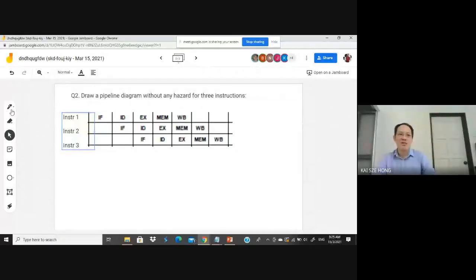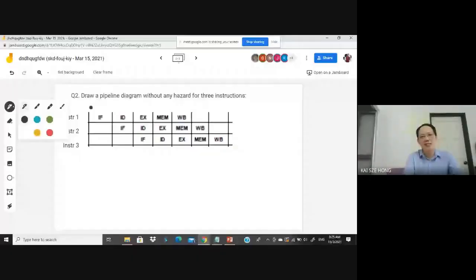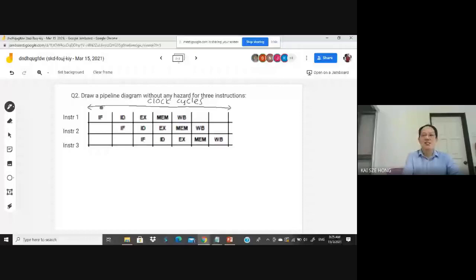Okay, let me show you. Very good, Shipen. It's a very good trap. So here we see clock cycles. Of course, you can put 1, 2, 3, 4, 5, 6, 7. So all these are the clock cycles.